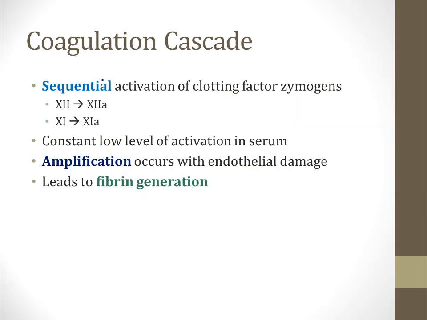The coagulation cascade involves the sequential activation of the clotting factor zymogens. For example, 12 will become 12A, and then that will activate 11 to become 11A. And there's a constant low level of activation of these clotting factors occurring all the time in your plasma. However, the process will amplify when there is endothelial damage, and this will lead to the generation of fibrin, which, as I told you before, is that insoluble protein that can precipitate out of the plasma and form a thrombus.